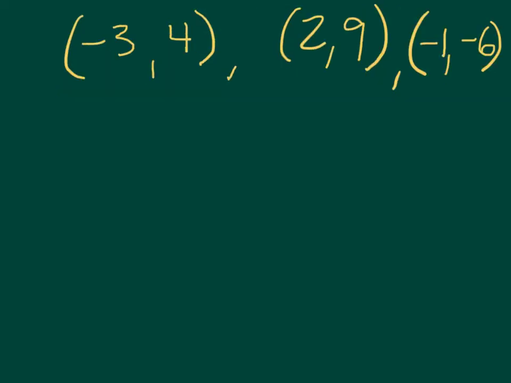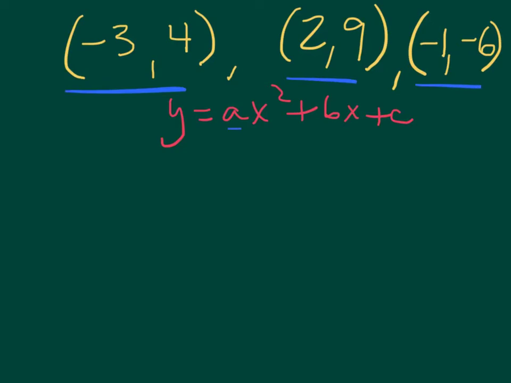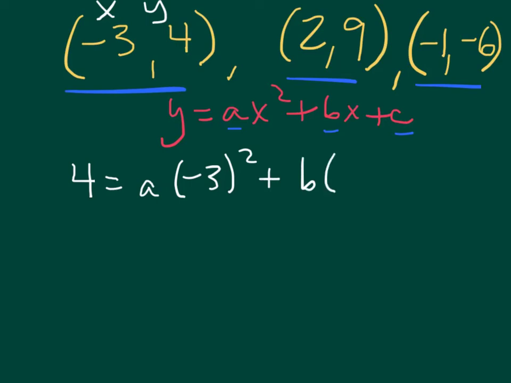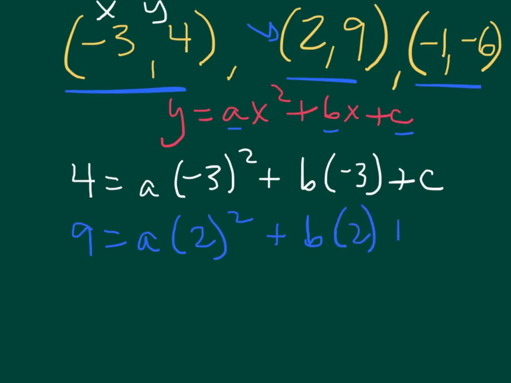What we also found out today is that we used this equation y equals ax squared plus bx plus c to say that we can now create, with these 3 points, 3 equations with these 3 different variables, the a, the b, and the c, to figure out what the equation is. So we can just plug in different points. For the first one, I know that this is my x and this is my y. So I could have an equation of 4 equals a times negative 3 squared plus b times negative 3 plus c. For this equation here, I could have 9 equals a times 2 squared plus b times 2 plus c.